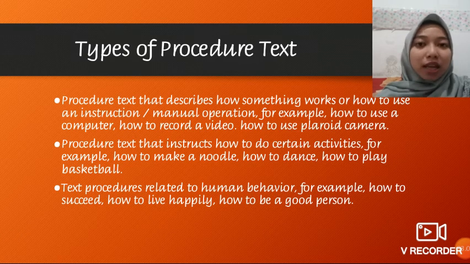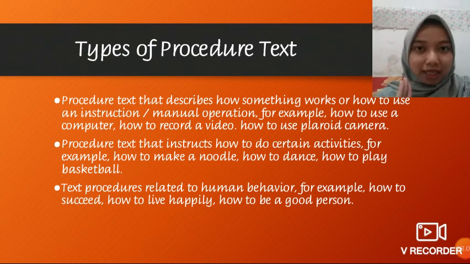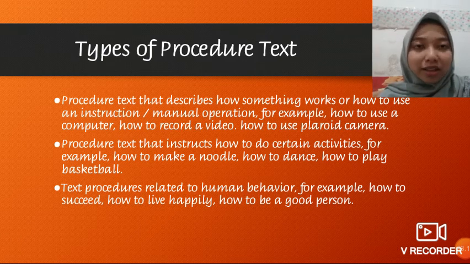Next, about the types of procedure text. There are three types of procedure text. The first, procedure text that describes how something works or how to use instructions or manual operations. For example, how to use a computer, how to record a video, how to use a Polaroid camera.